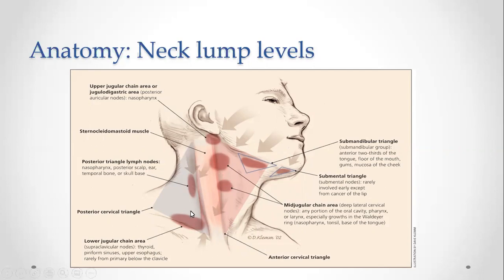And this is the lower group, the level 4 area, previously called the supraclavicular fossa. This area drains the thyroid, hypopharynx and upper esophagus, and we need to take care. It can also drain from below the clavicle, like from the breast or chest or even the stomach.